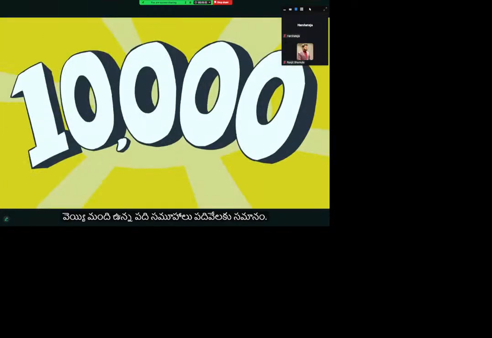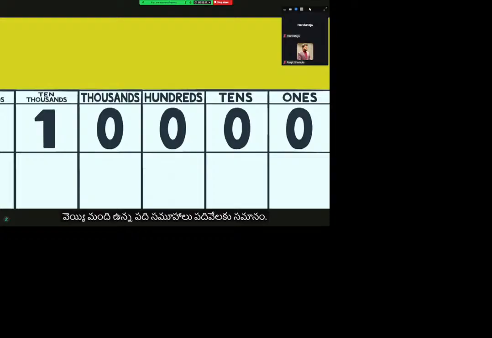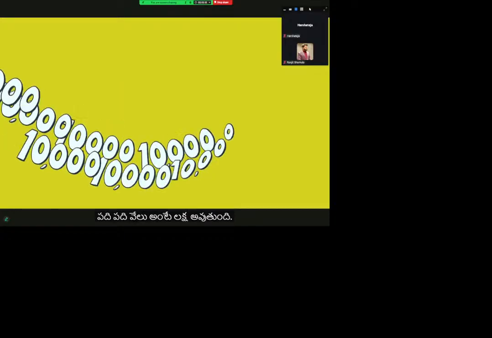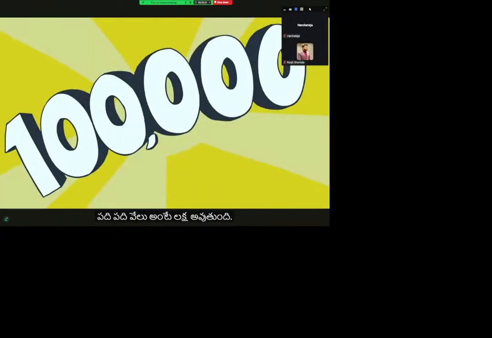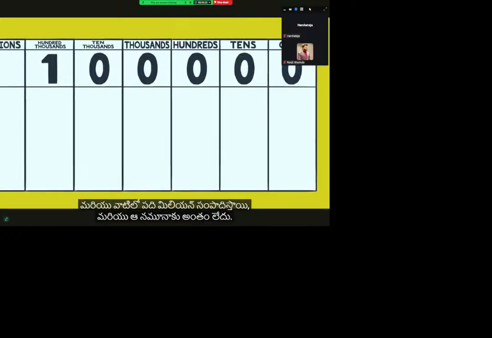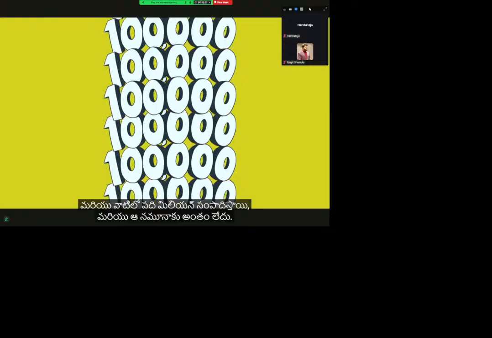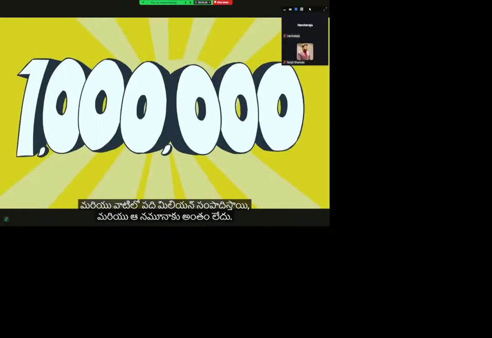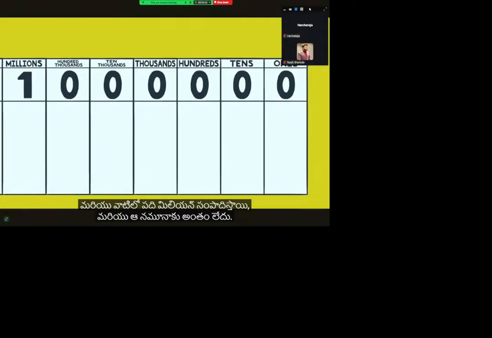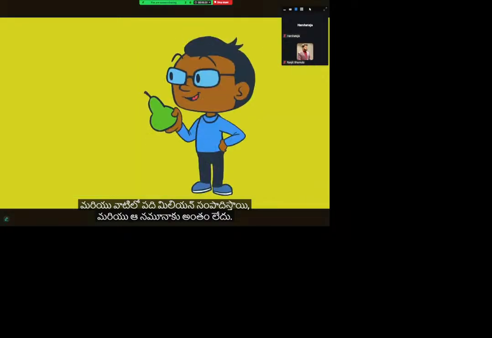10 groups of 1,000 equal 10,000. 10 thousands make 100,000. And 10 of those make 1,000,000. And the pattern has no end.